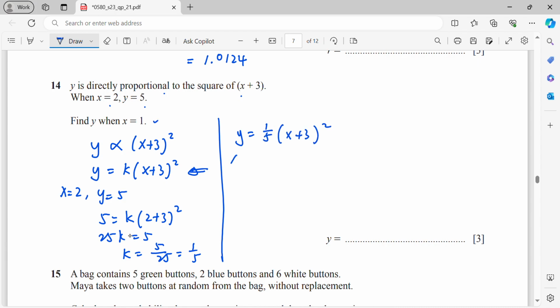So when x equals 1, your y is 1 over 5 times (1 plus 3) squared. 1 plus 3 is 4. 4 squared, you get 16. Therefore, my y is 16 over 5.